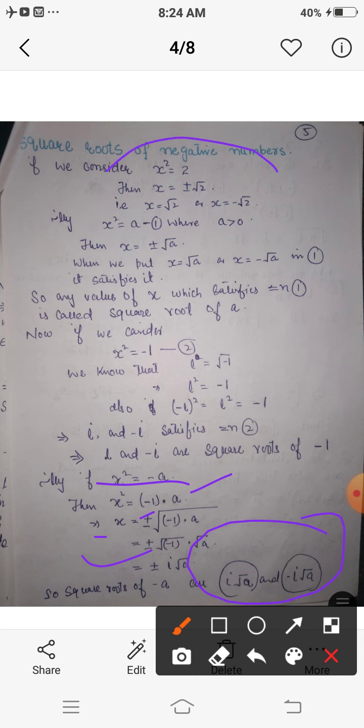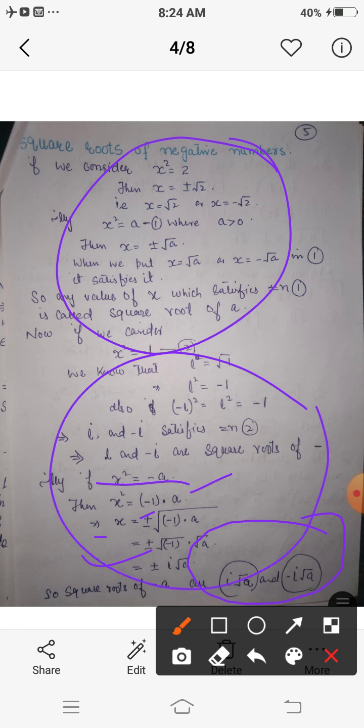So this was for the positive, and this is for the negative. The square root of a negative real number is always a complex number, a purely imaginary complex number, while the square root of a positive real number is always a purely real number.